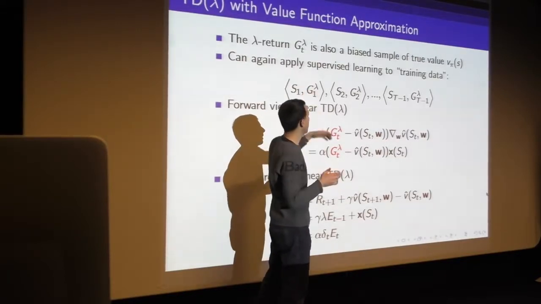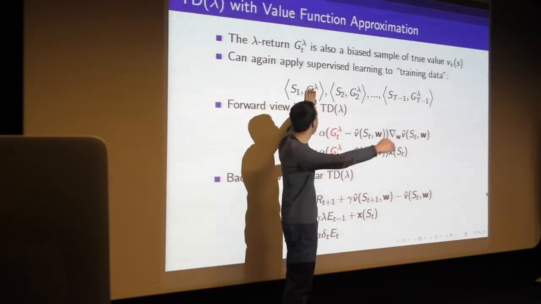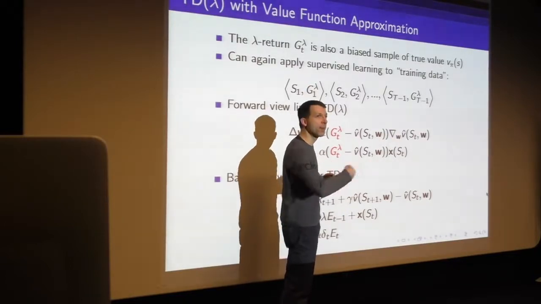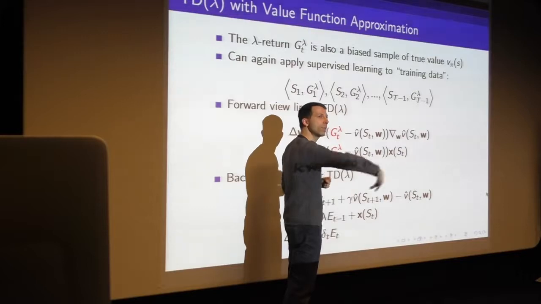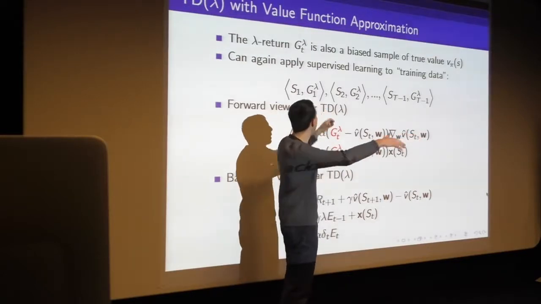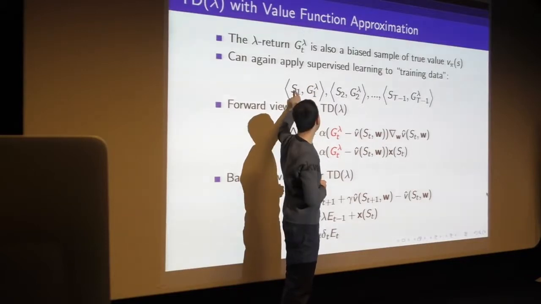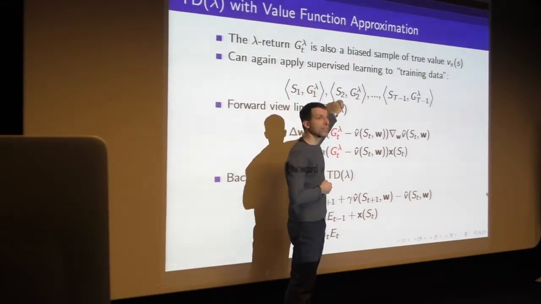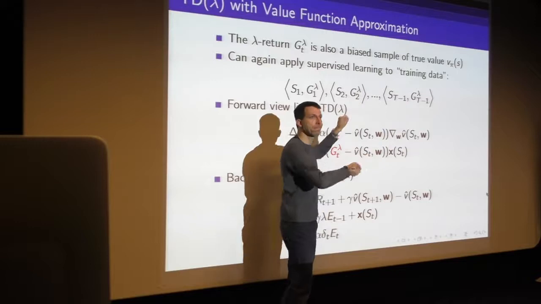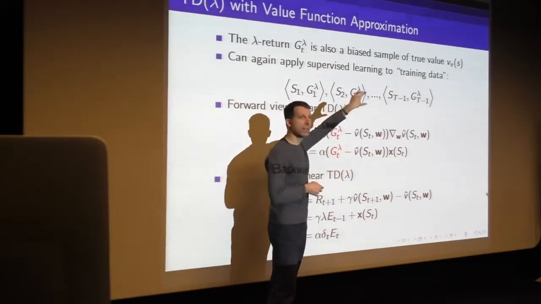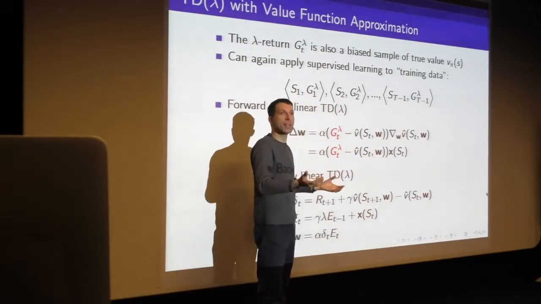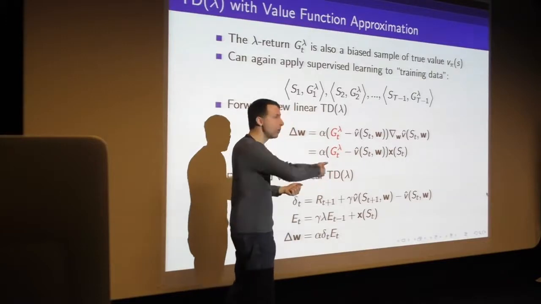We want to take a lambda-weighted combination of what I think is going to happen after 1 step, after 2 steps, all the way up to infinite steps, and make a weighted combination of all of those estimates, call that our lambda return, and then fit our value function at each of these states towards those targets. We're going to do this incrementally, step by step, but conceptually there is this data set that we're kind of moving through.